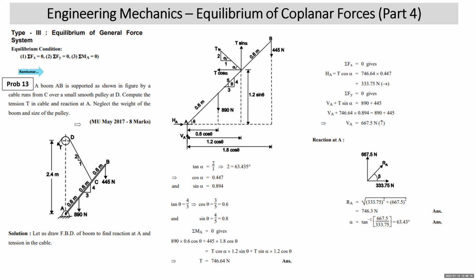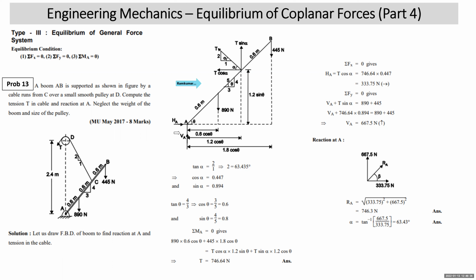Neglect the weight of the boom and the size of the pulley. This time he is not asking for any reactions at the support of the pulley. So we will be taking only the FBD of the beam. What will we take? FBD of the beam. All right. Now we draw the free body diagram.